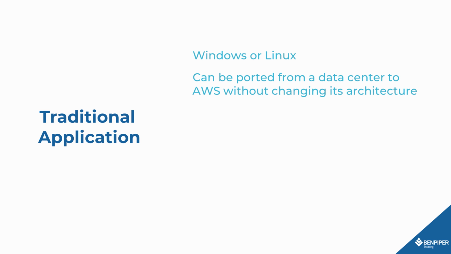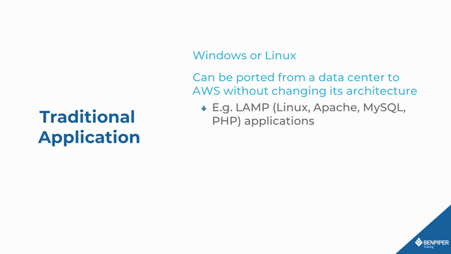On AWS, you run these applications on Windows or Linux EC2 instances. If you can lift and shift an application from your data center to AWS without changing the application's code, then it's a traditional application. Suppose you have a traditional web application backed by a SQL database. The Apache web server and PHP provide the web front end, MySQL provides the database, and everything runs on Linux.